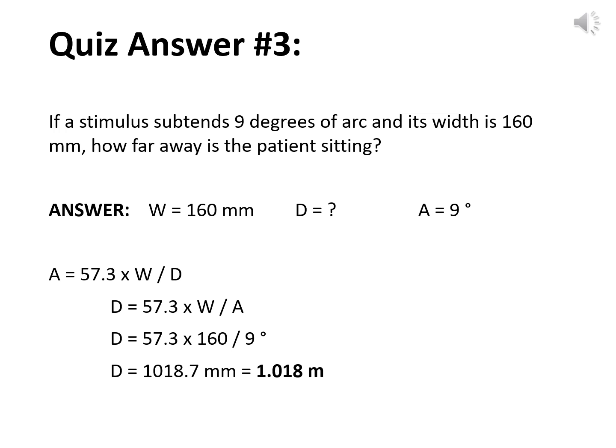We need to solve for D because we know what the other parts are. So we manipulate our equation so that D equals 57.3 times W divided by A. The distance is equal to 57.3 times 160 divided by 9 equals 1,018.7 millimeters. To convert this, there's 1,000 millimeters in 1 meter, and so the answer is 1.018 meters.